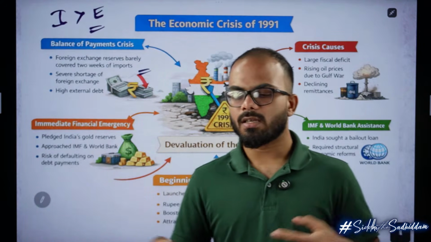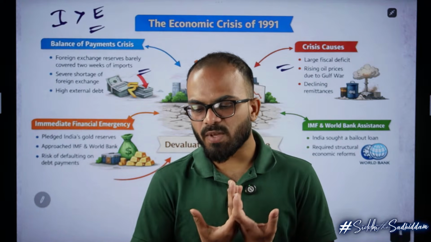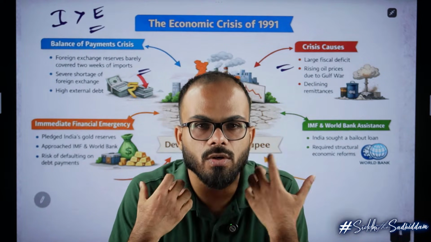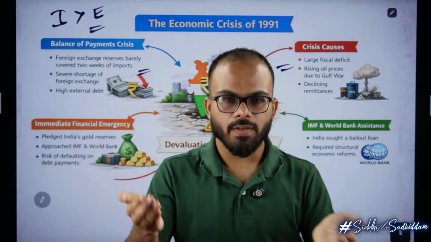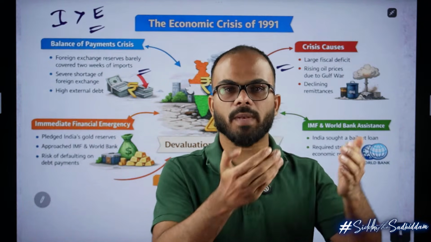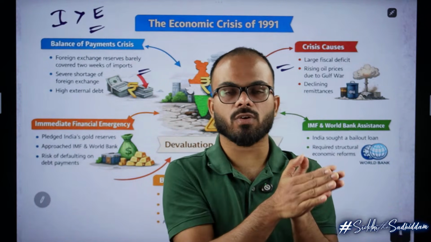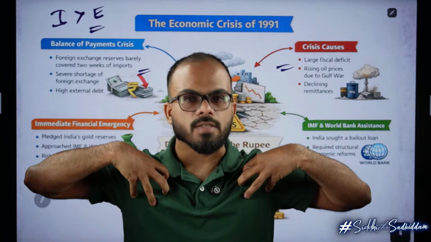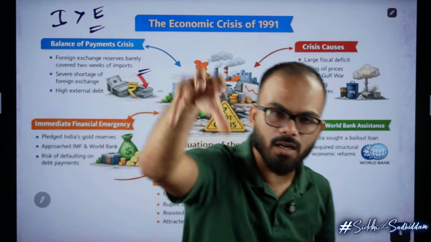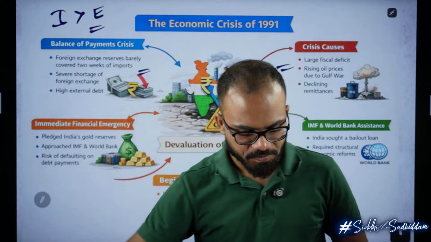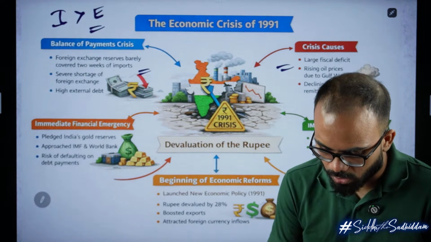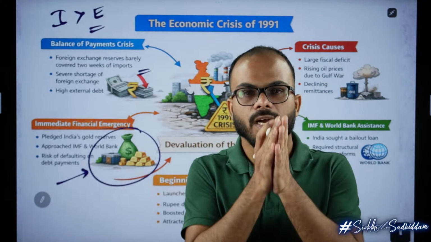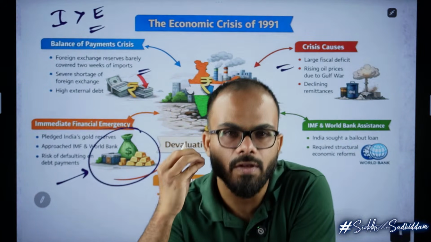When this happened, the solution was very simple. We wanted someone to come and give us a loan. And what could we do? All we could do was take our gold and pledge it to the IMF and World Bank, and bring in money. So the government of India shipped the entire gold, we pledged all our gold reserves, and we went to the IMF and the World Bank and said, we want a loan, we want money.